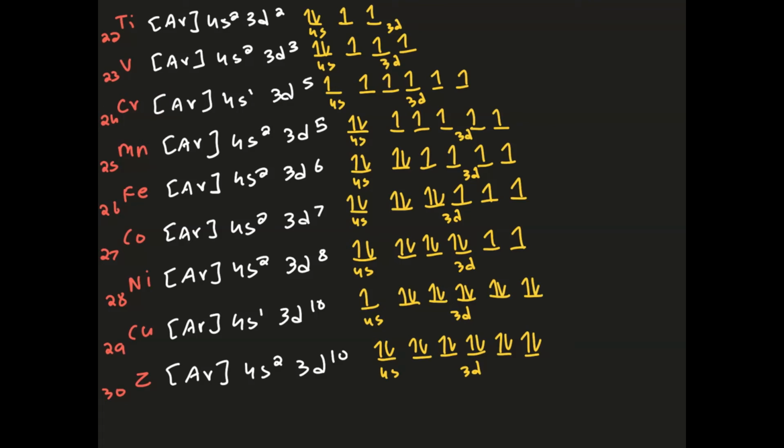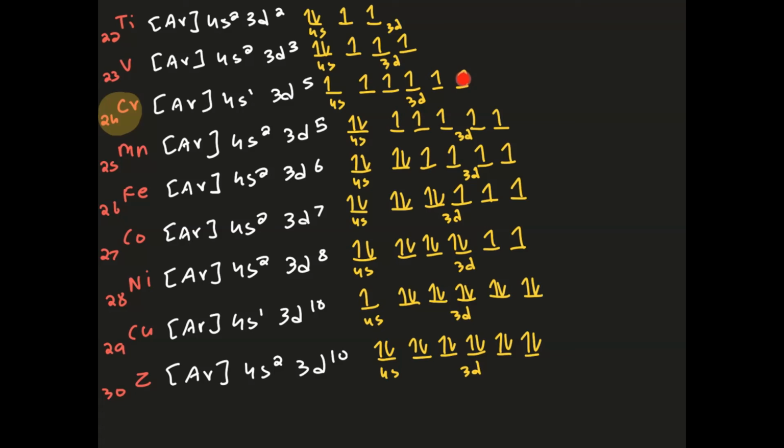Now chromium over here is an exception. It's very important to know these exceptions. As you can see over here, if you take a look at the 4s orbital, this is half filled. Normally, what we discussed previously was that one orbital gets filled up and after that you move on to the next one, right? However, in this case, as you can see, the 3d orbitals are half filled.